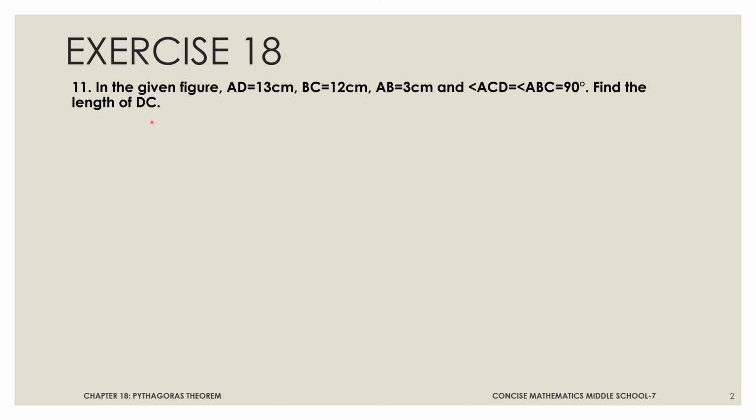Here is the 11th question. In the given figure, they have given a figure and they have named it A, B, C, D, and from this figure they have given some data. AD is equal to 13 centimeter, BC is equal to 12 centimeter, AB is equal to 3 centimeter, and angle ACD is equal to angle ABC is equal to 90 degree. Find the length of the DC.